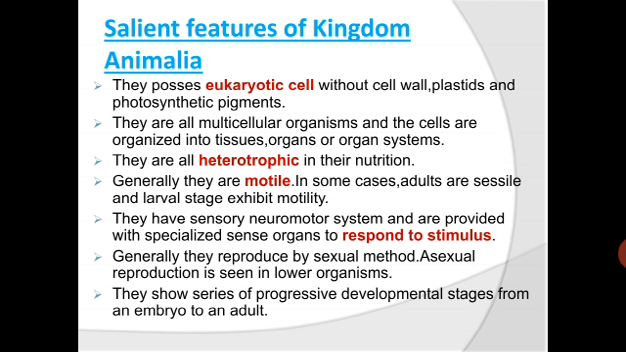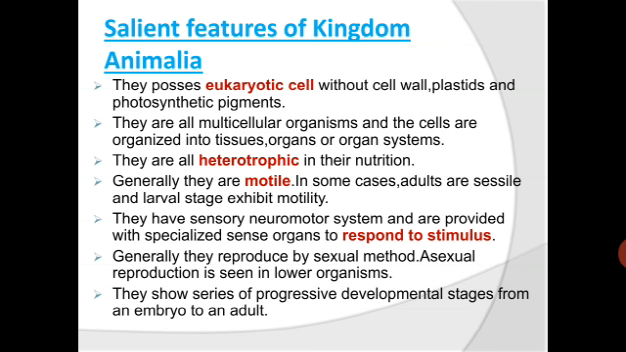Coming to the salient features of kingdom Animalia, they possess eukaryotic cells without cell wall, plastids, and photosynthetic pigments. So cell wall is absent, plastids are absent, and photosynthetic pigments are absent, and the cell is eukaryotic. Means what? Here the genetic material is enveloped by the nuclear membrane.